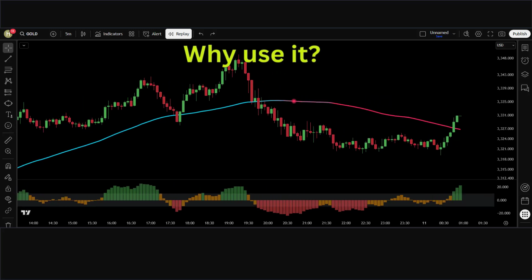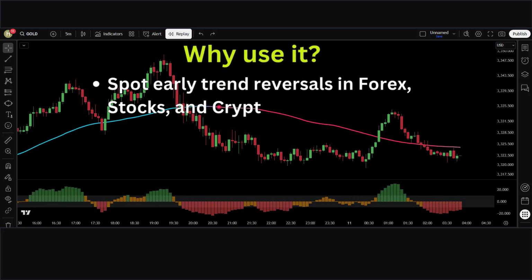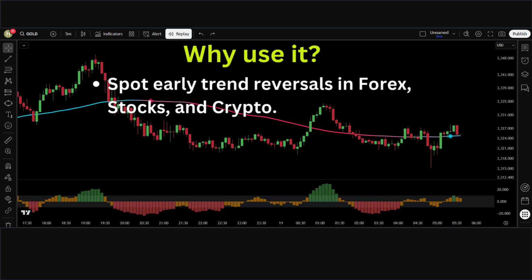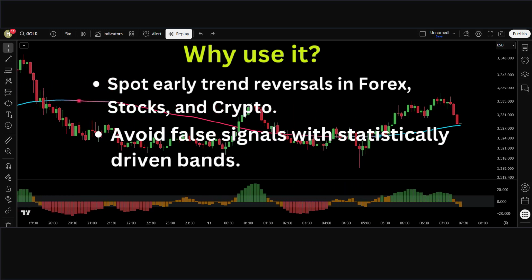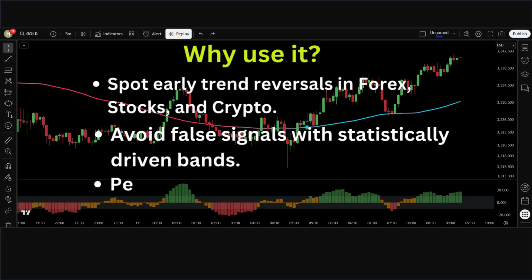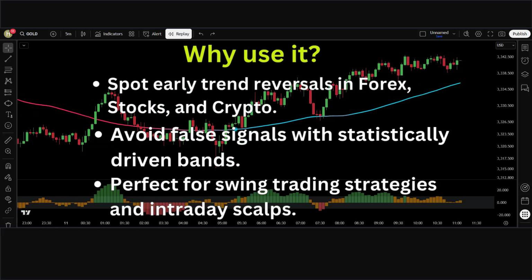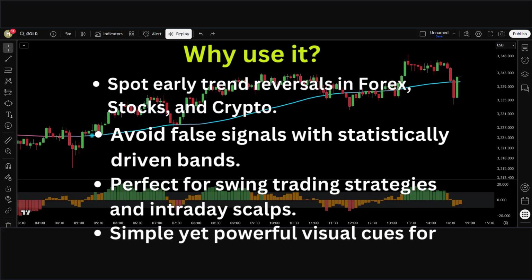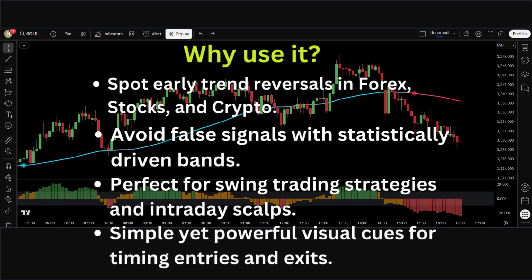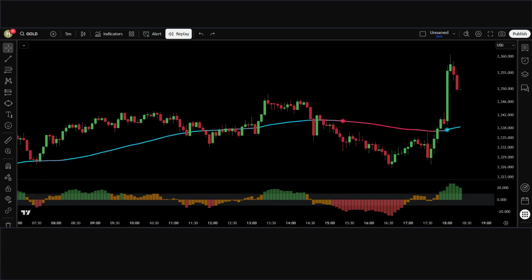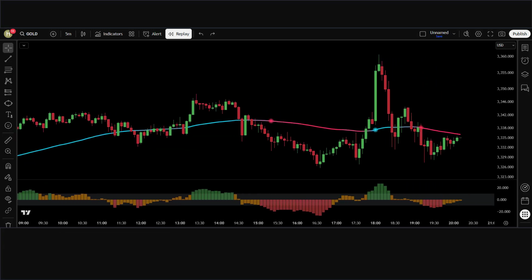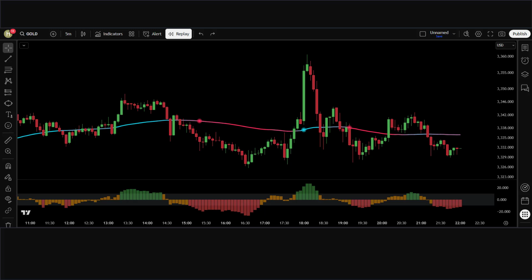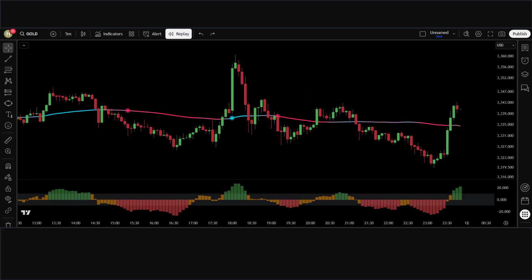It's designed to deliver high-accuracy TradingView strategy signals by adapting in real time to market conditions. Why use it? Spot early trend reversals in Forex, stocks, and crypto. Avoid false signals with statistically driven bands. Perfect for swing trading strategies and intraday scalps. Simple yet powerful visual cues for timing entries and exits. Whether you're a beginner or advanced trader, the Deviation Trend Profile Indicator offers the best indicator for swing trading and short-term trend plays.